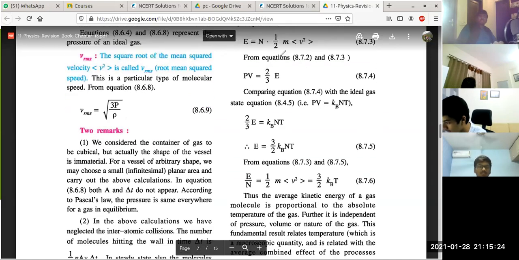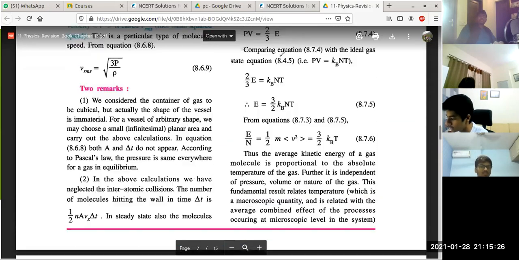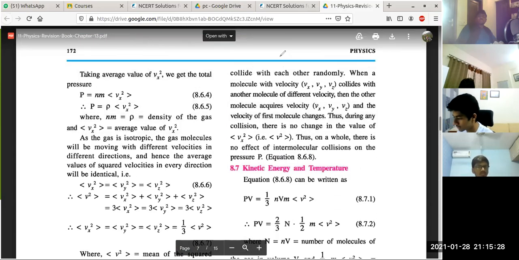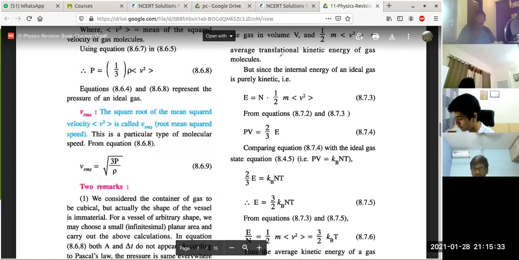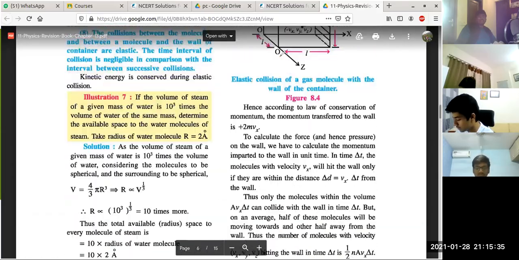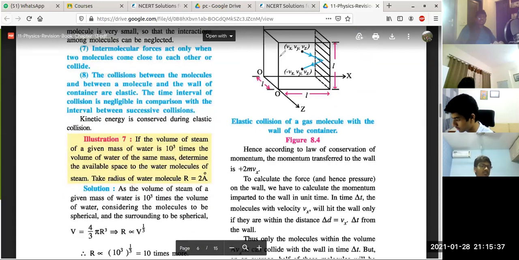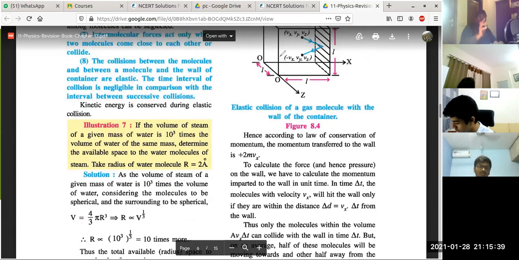You read these remarks later. And then see our journey. Where did the journey start from? It started from the velocity of the molecule and the mass of the molecule, two things we took at the start. Are these microscopic or macroscopic? Microscopic.